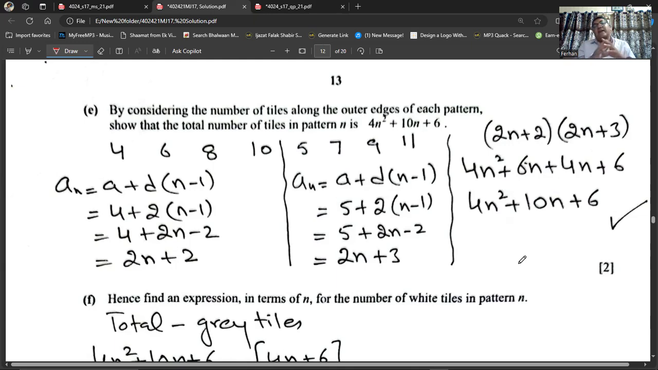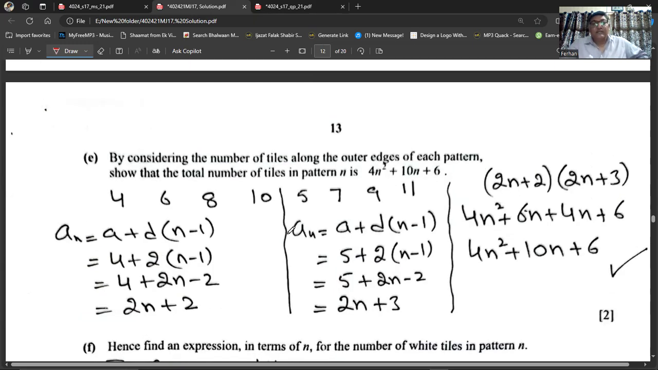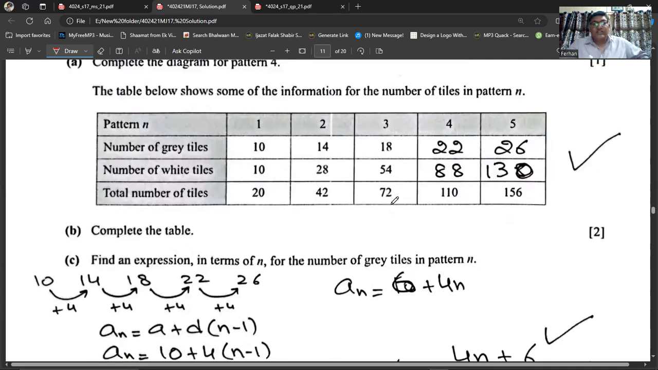I have done this with the help of the pattern, and you can also directly find this nth term by using this pattern 20, 42, 72, 110, 156. I hope in many of my videos I have shown you how to find the nth term of a quadratic sequence, because when you find the first difference, it will not be the same. But when you find the second difference, it will be the same. So when the second difference is the same, that means the sequence is a quadratic sequence, and you can find its nth term.